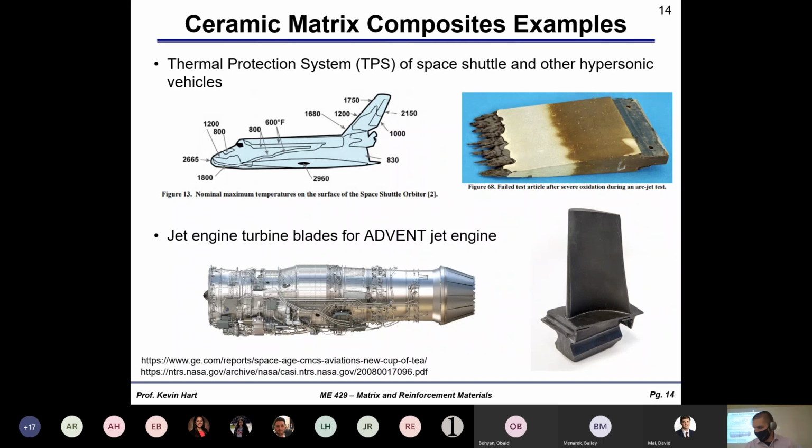Also, jet engine blades are sometimes now made out of ceramic matrix composites, which is pretty awesome to think about. Like processing a jet engine turbine blade to be made out of ceramics, pretty kind of a feat of engineering, if you ask me, right? So very high thermal resistance and can withstand the temperatures of a jet engine. So there you go. GE uses them.